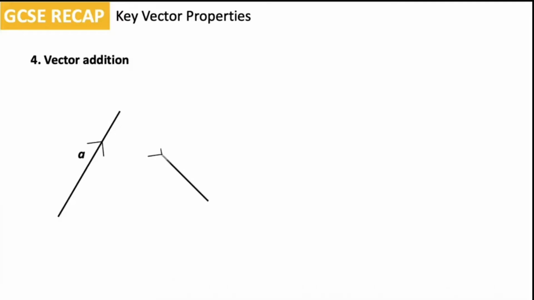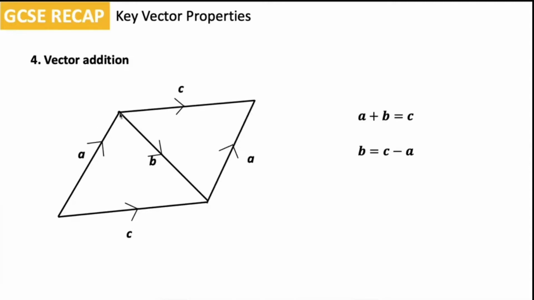And finally, vector addition. We know that if we follow two vector instructions, they can be simplified into one. So if I follow the instructions for a plus the instructions for b, the overall vector, the resultant vector, is going to be vector c. If my start point is A and my end point is B, I could write some new instructions which would be c. We could rearrange and say that b equals c minus a. So there is some manipulation we can do around vector addition.